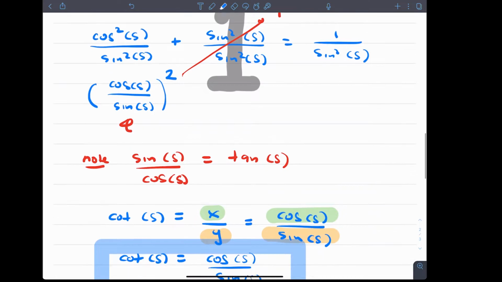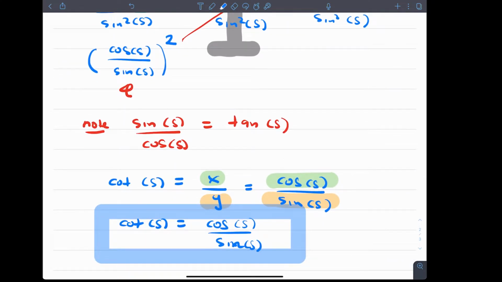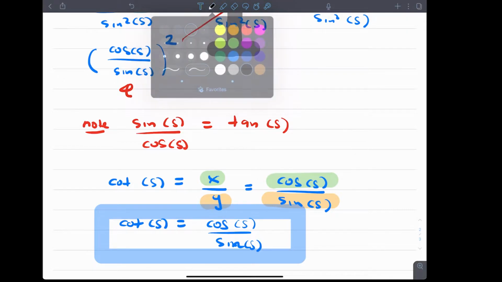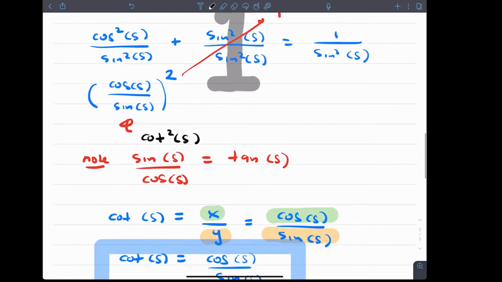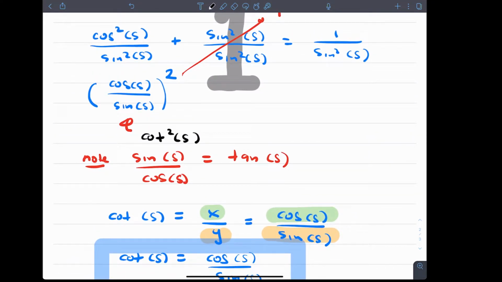However, we're still back here, and you say, oh, cosine over sine, this is going to be ultimately what? Cotangent squared what? S. Is that right? Okay, you guys okay with that? We're talking about this one right here.